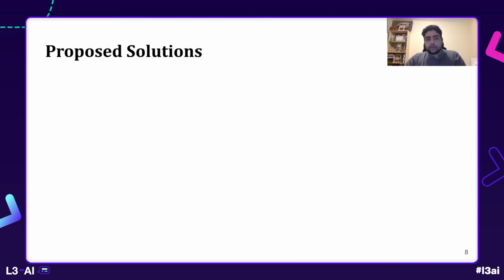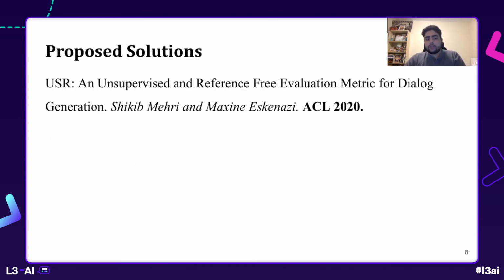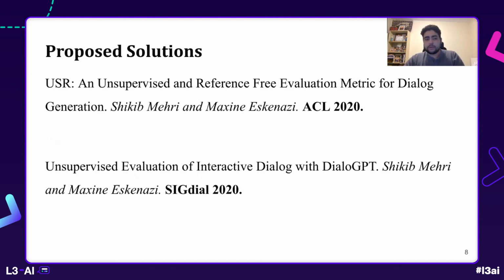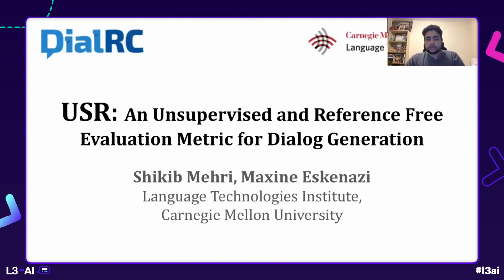So over the course of this talk, I'm going to be talking about two recent papers. USR, an unsupervised and reference-free evaluation metric for dialogue generation, which was published at ACL this year, and unsupervised evaluation of interactive dialogue with DialoGPT, which was published at SIGDIAL this year. So let's talk about USR first.